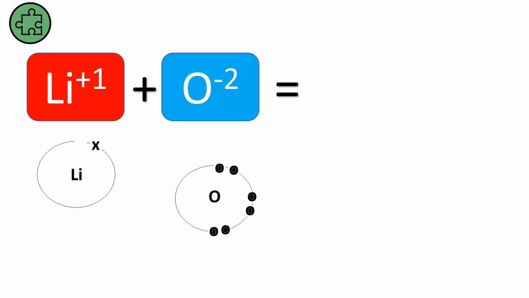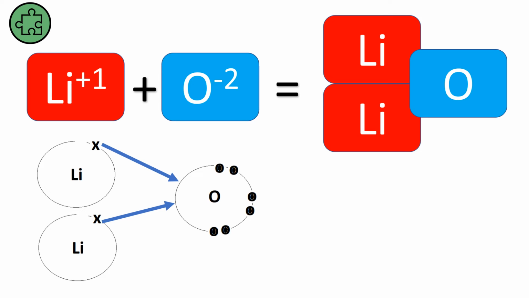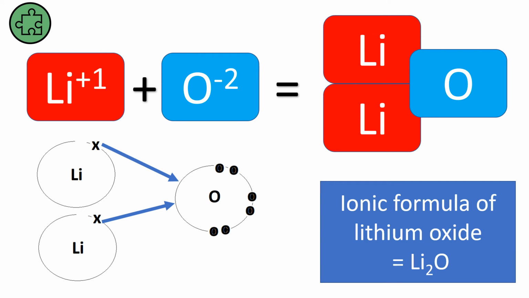Okay, what about this one here? Well, lithium only wants to lose 1 electron, and it will happily give that to oxygen. Lithium is stable, but the oxygen isn't. It needs another lithium, also giving its electron, to then complete the outer shell. Therefore, for this example, I would need 2 lithiums balancing 1 oxygen, and the formula will be Li2O.